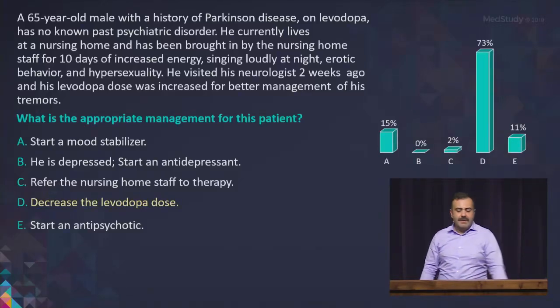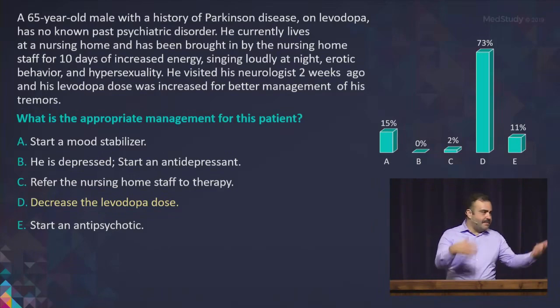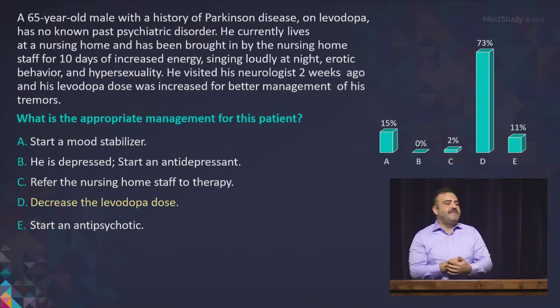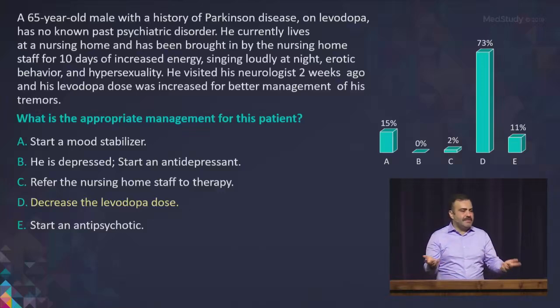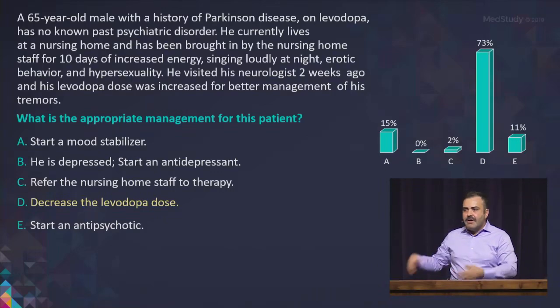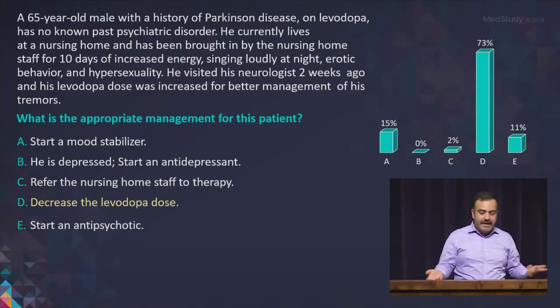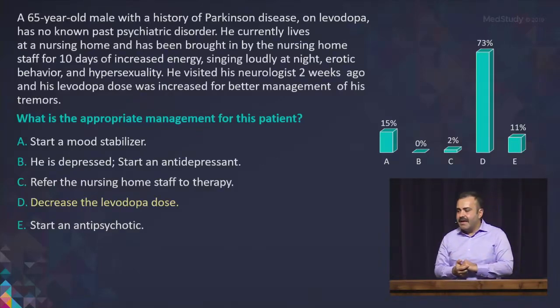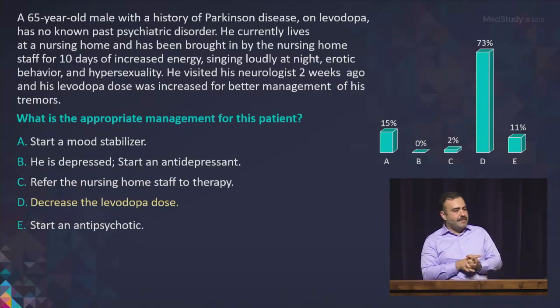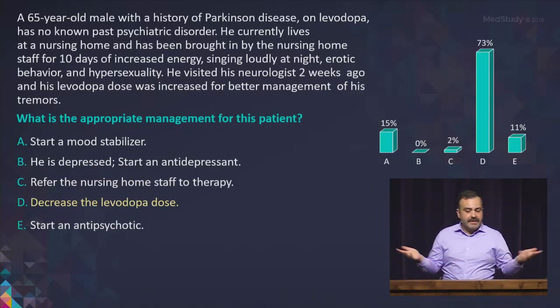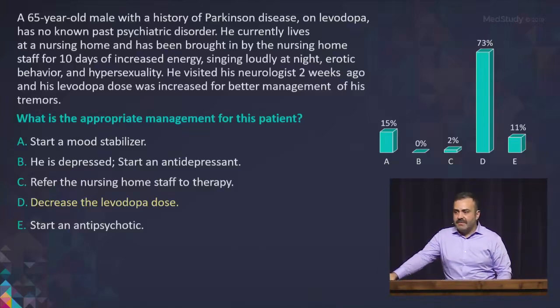Absolutely, decrease the levodopa dose. Remember, back to the chart, this is a 65-year-old guy with no psych history, so the idea of him suddenly at age 65 becoming bipolar or having bipolar disorder is very unlikely. So you have to think other diagnosis. And levodopa is a dopaminergic medication that can cause those manic or even psychotic symptoms if you go too fast on the medication or too high.